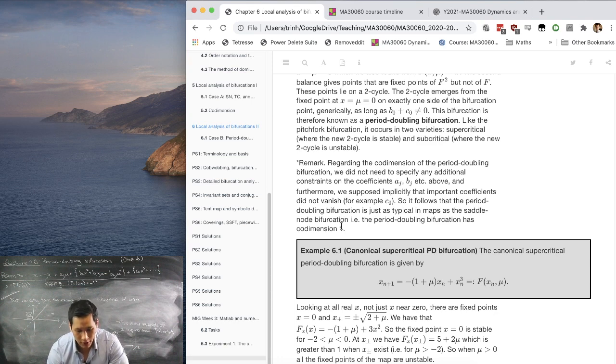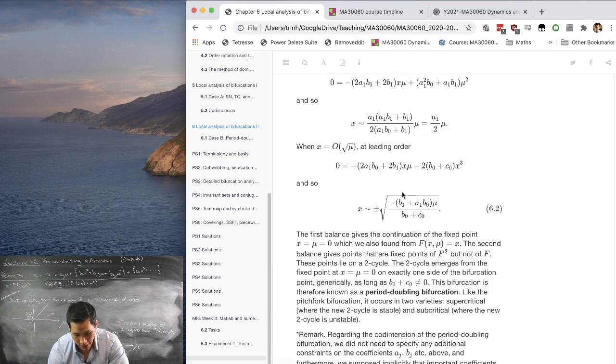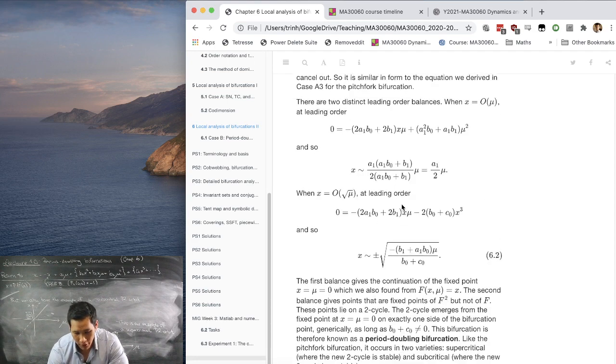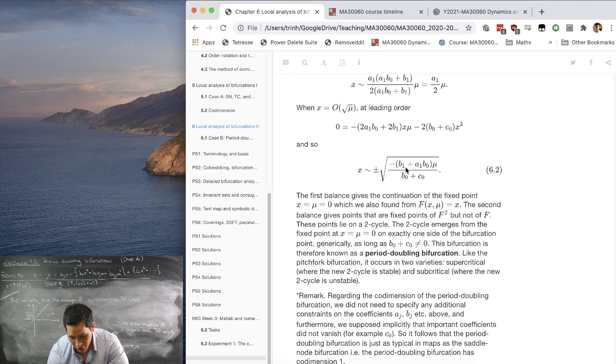Modulo any degeneracy condition, you don't count any degeneracy condition. So here, notice that this solution for the arms of the pitchfork, arms of the P2 orbit / pitchfork, requires that B0 plus C0 is equal to 0. Because if this was equal to 0, then this approximation breaks down. But you don't have these degeneracy conditions in your codimension count.